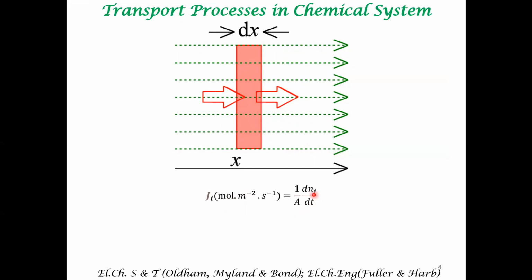So the first term which we want to define is called the flux. For defining the flux, you consider a cross-sectional area. The number of ions dn transported per unit time per unit area, and the units are mole per meter squared per second. This transport flux depends upon the gradient in concentration of the species.